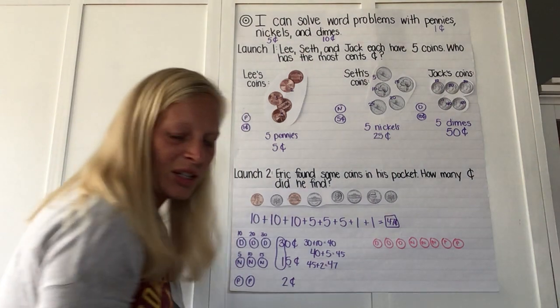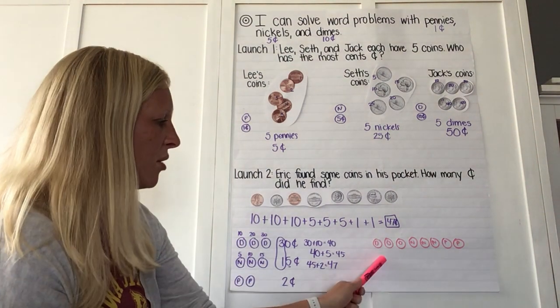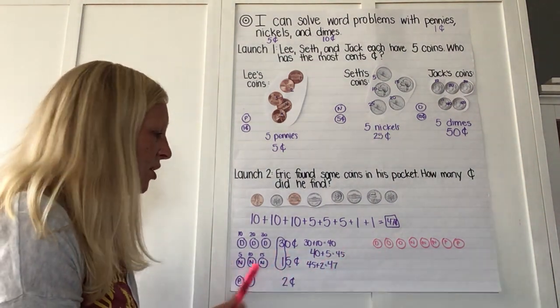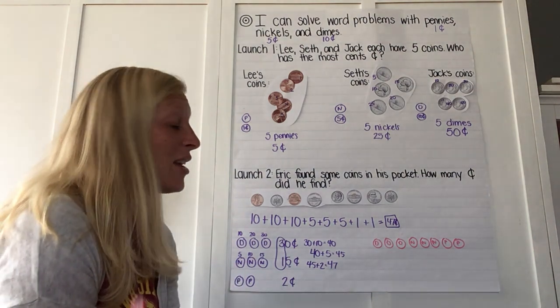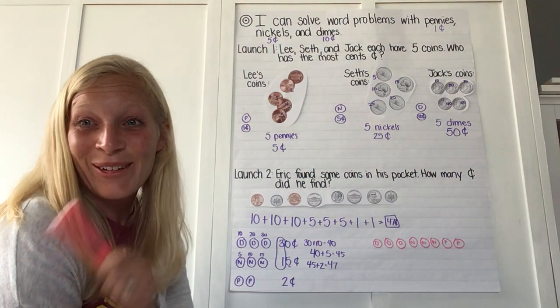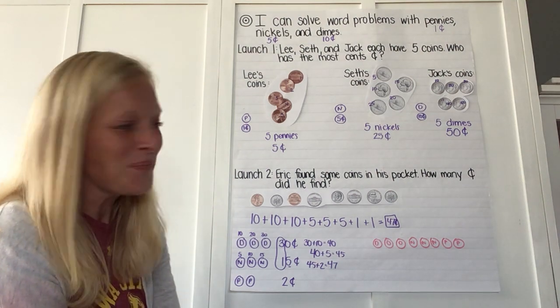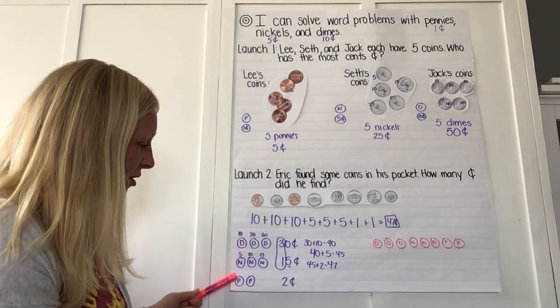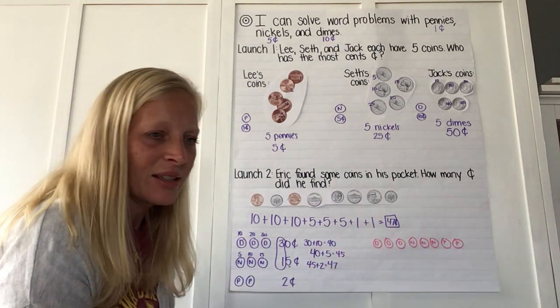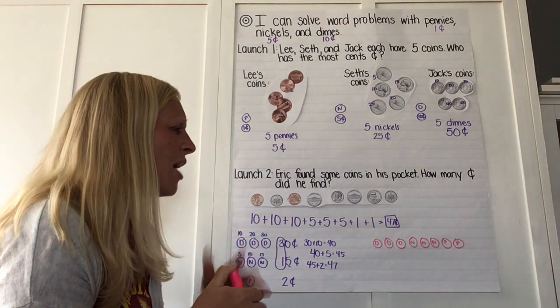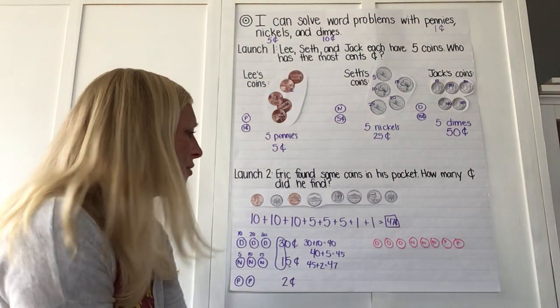Can I stop you for just a second? Friends, what do you notice is similar about these two strategies already? They grouped their coins by like coins. They both did that, didn't they? So they put their dimes together, their nickels and their pennies, and they did the same thing. Dimes, nickels, pennies.